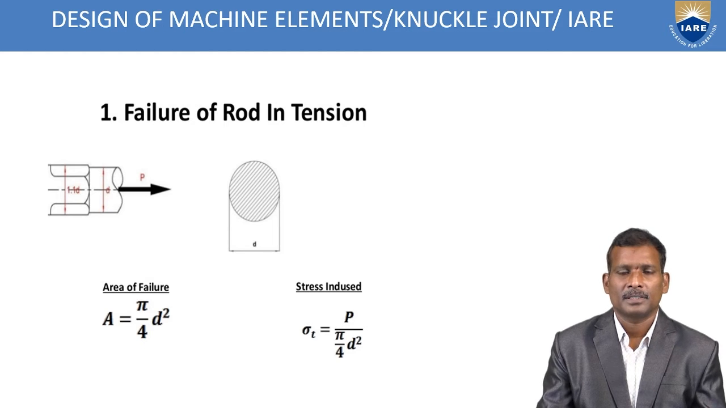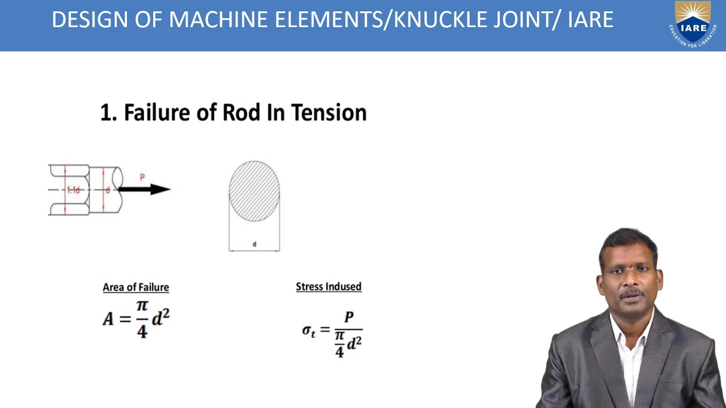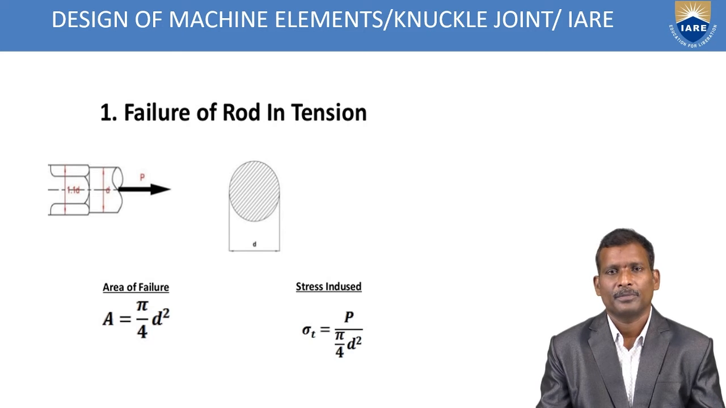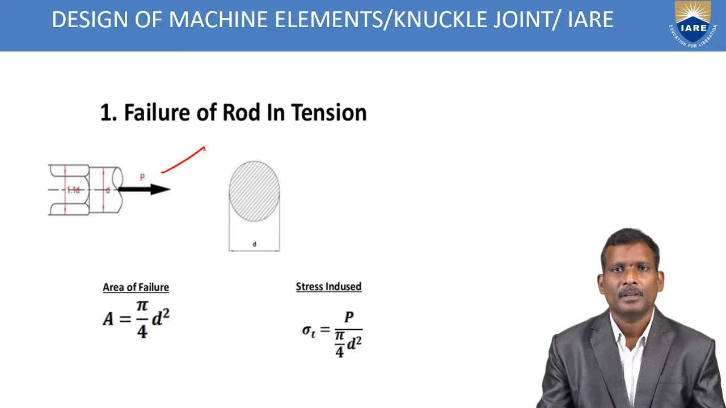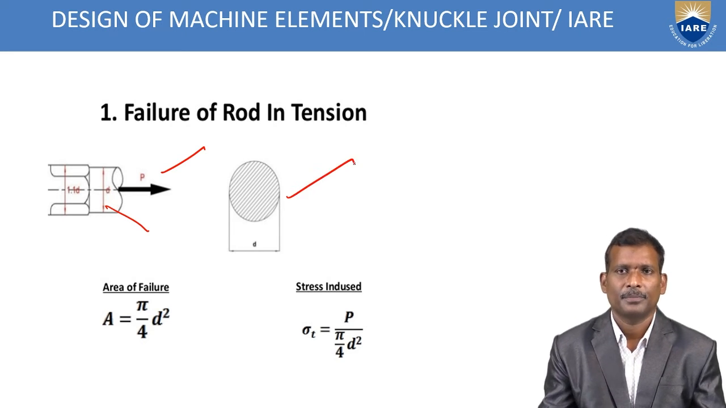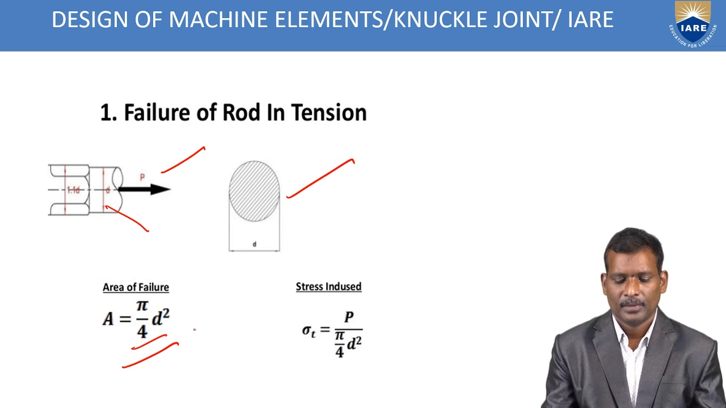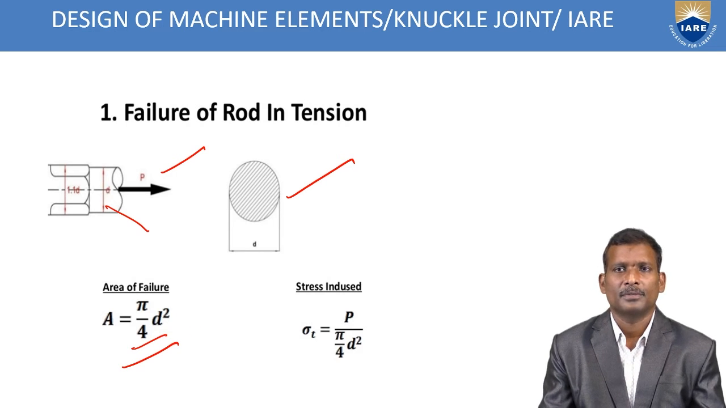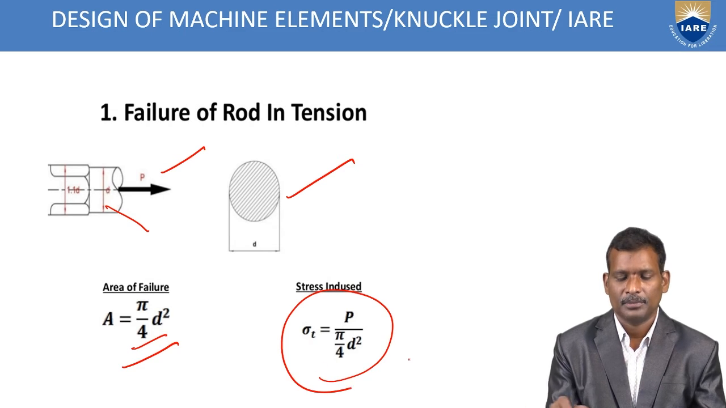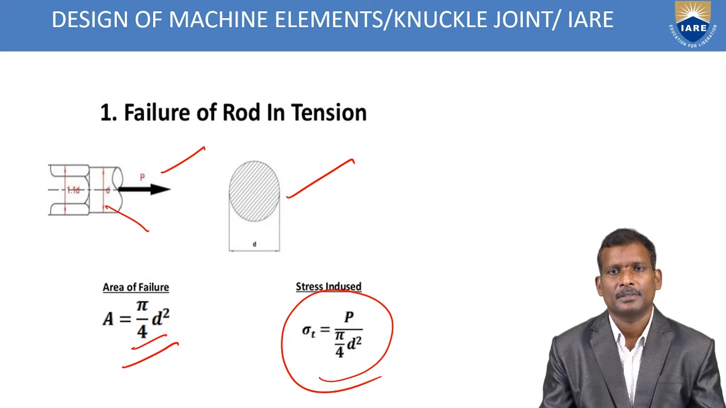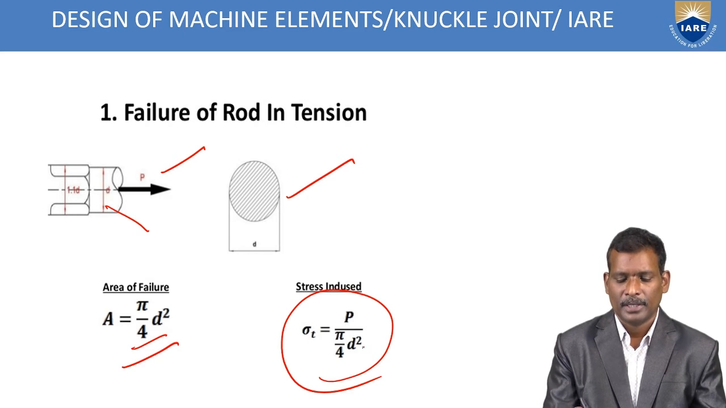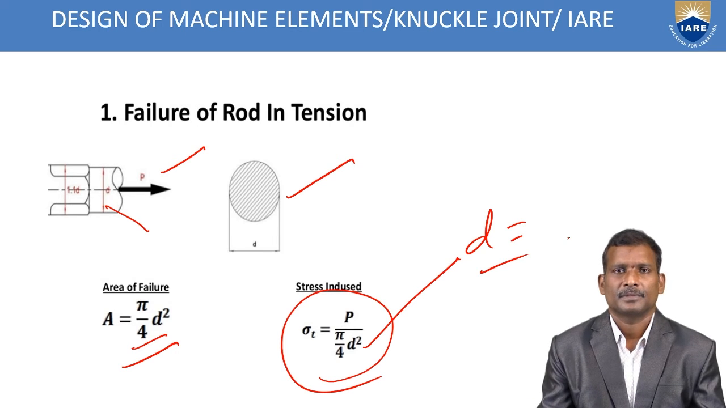For this purpose, first we will consider the rod in tension failure. When the eye rod is subjected to tensile load, find the diameter of the rod. Here P is the tensile load and d is the diameter. The rod cross section is always circular, so the area of the rod is pi by 4 into d square. Calculate the stress induced when it is subjected to tension: sigma t is equal to P divided by pi by 4 d square. By using this equation, you may calculate d, the diameter of the rod.